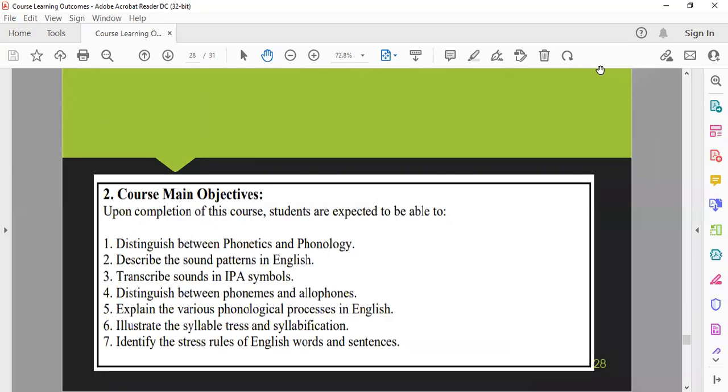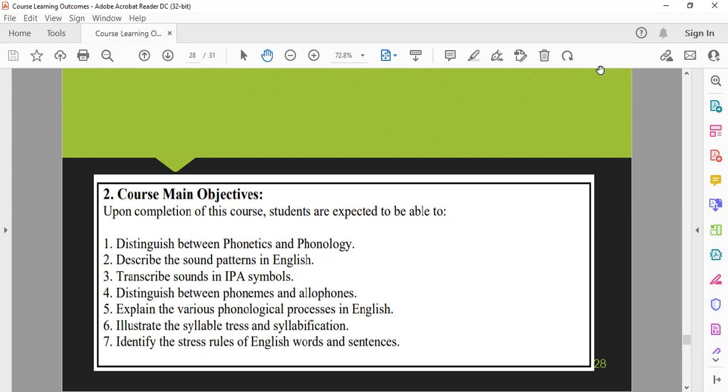For these course main objectives, see here: upon completion of this course, students are expected to be able to distinguish, describe, transcribe, distinguish, explain, illustrate, and identify. What do you think? What are these? Doctor, this is a phonology course. Yeah, but what are these, Dr. Fadi, here? Distinguish between phonetics, describe, transcribe. Are they different from outcomes? Or they look like outcomes? What do you think?